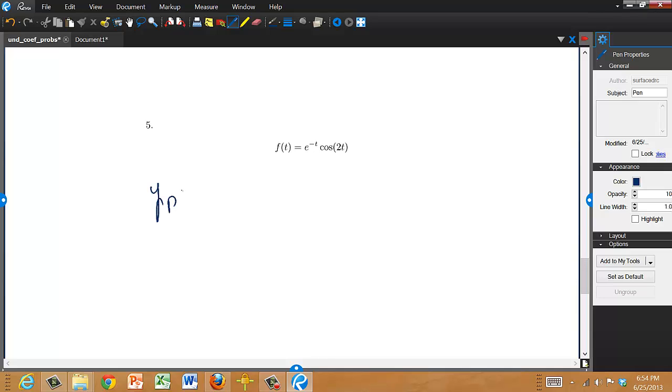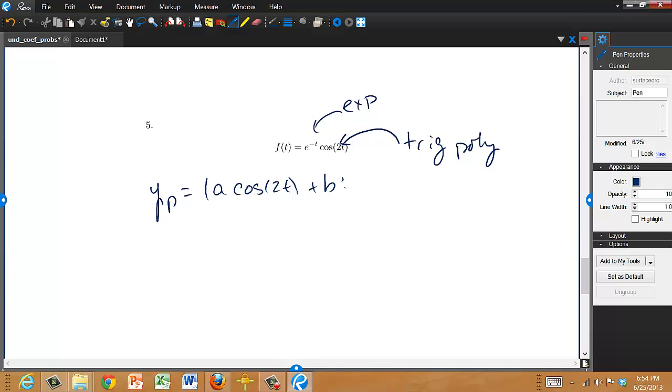Here we have an exponential, and here we have a trig polynomial. So our guess should be an a cosine 2t plus b sine 2t, times your exponential, e to the minus t.